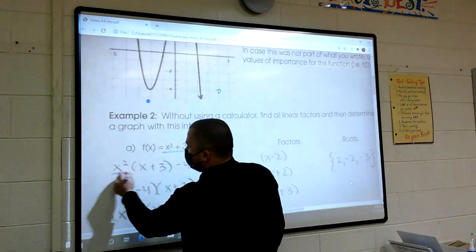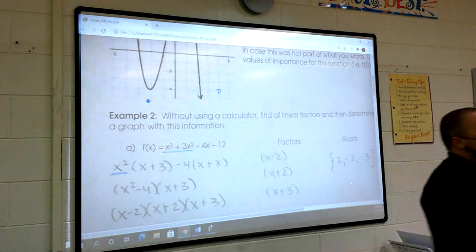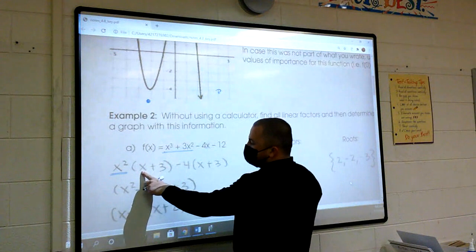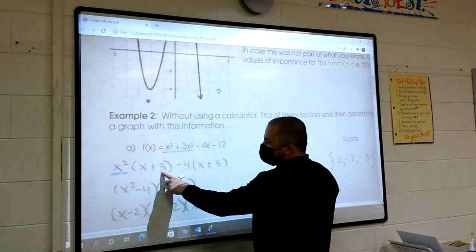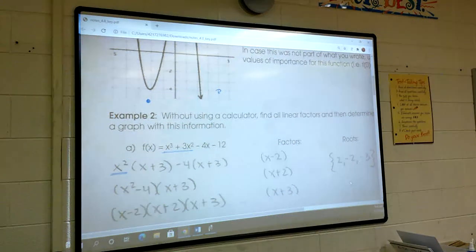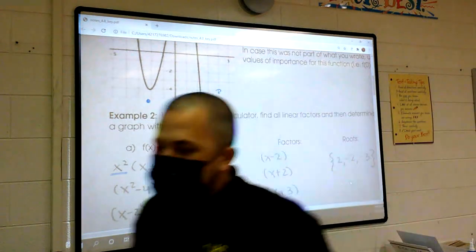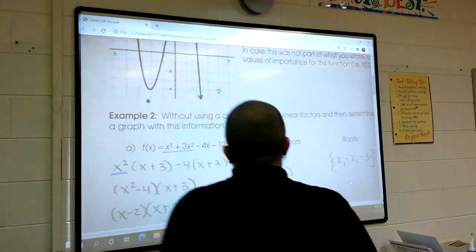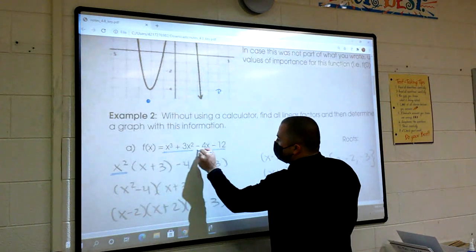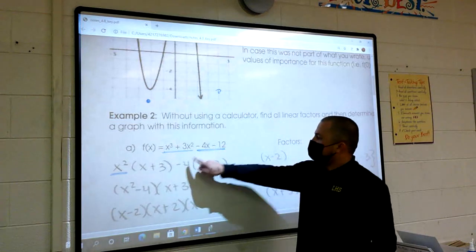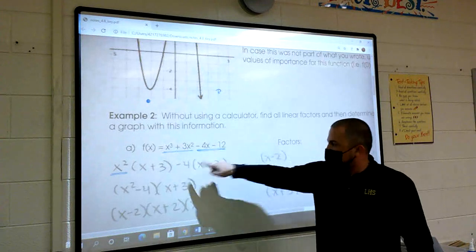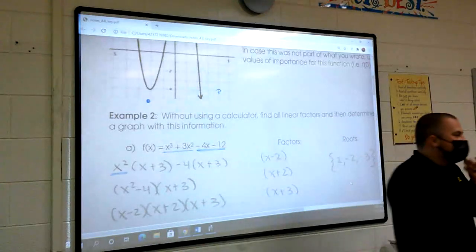That's called our GCF. And then we write what's left. If you take 2 of the 3 x's away, you have 1 left. And if you take x squared away from 3x squared, you just have a 3 left. So it's just x plus 3. So you got x squared and then x plus 3. That's what's left. In the other one, negative 4x minus 12, you can take a negative 4 out. And if you take a negative 4 out, you just have x. And then if you take a negative 4 out of negative 12, negative 12 divided by negative 4 gives you a positive 3.